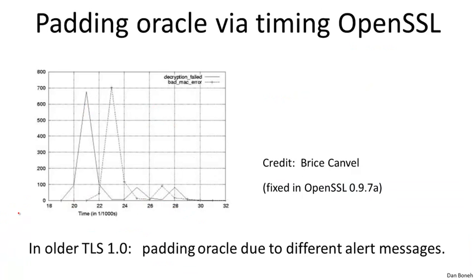So this was observed by Canvel et al. Canvel et al. realized that the way TLS decryption is implemented is, first of all, the record is decrypted, then the pad is checked, and if the pad is invalid, decryption is aborted and an error is generated.